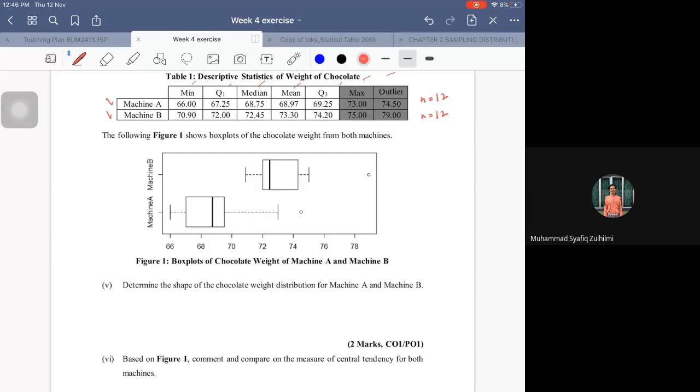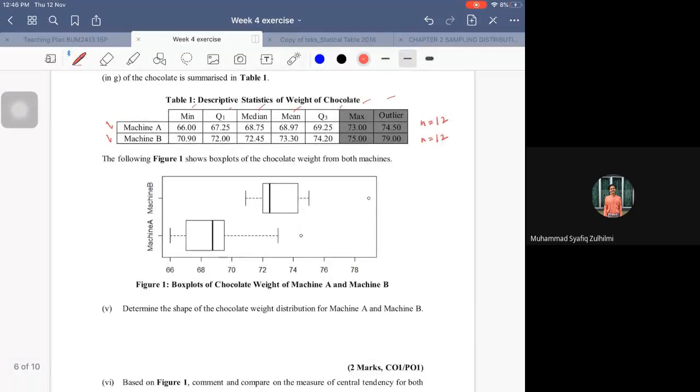First of all, what we're going to do is determine the shape of the chocolate weight distribution for machine A and machine B. So we're going to determine the shape. What is going to be the shape of machine A?